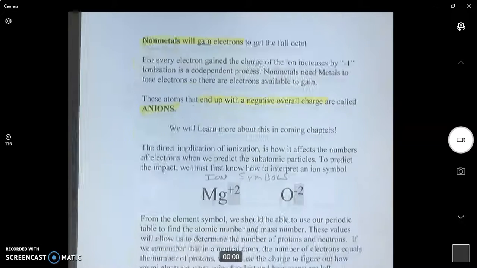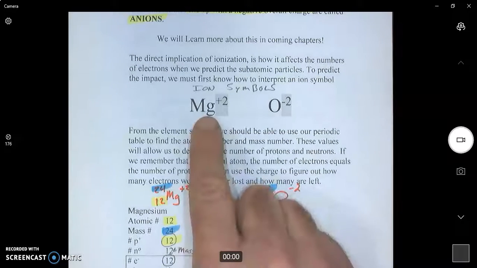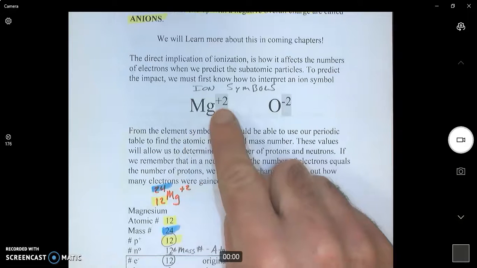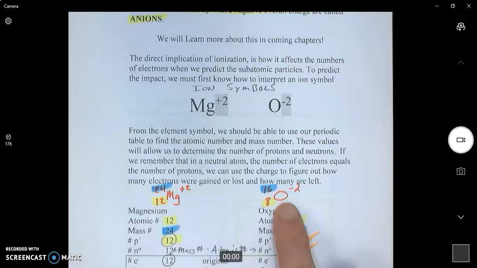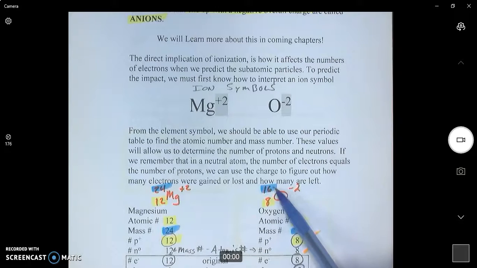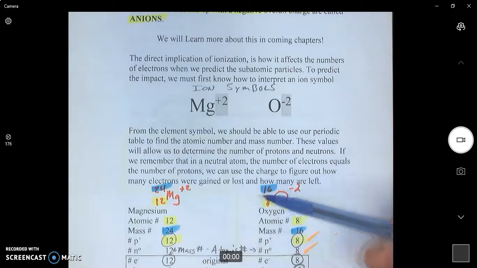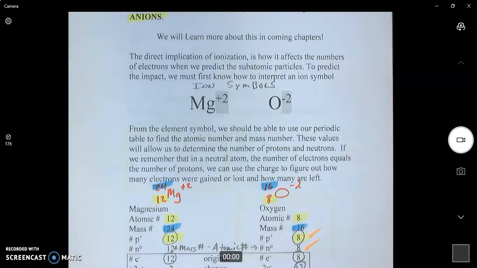If we look down below, this is the primary focus of today. Can we go from ion symbols, which are the element symbols with their charges, or from nuclear symbols, with symbol, charge, mass number, and atomic number, to figure out the number of protons, neutrons, and electrons in these ionized atoms? That is our primary focus for today.